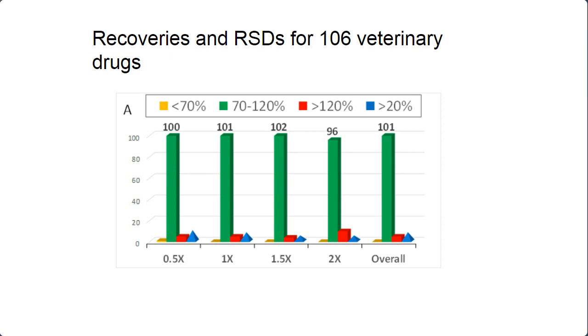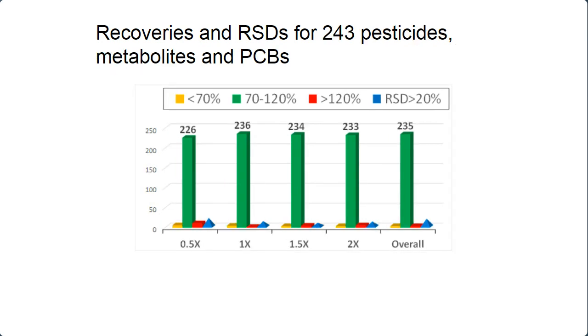If we look at recoveries and RSDs for pesticides, metabolites, and PCBs on the same graph, 235 out of 243 analytes successfully passed the validation, showing that this method works successfully for them.